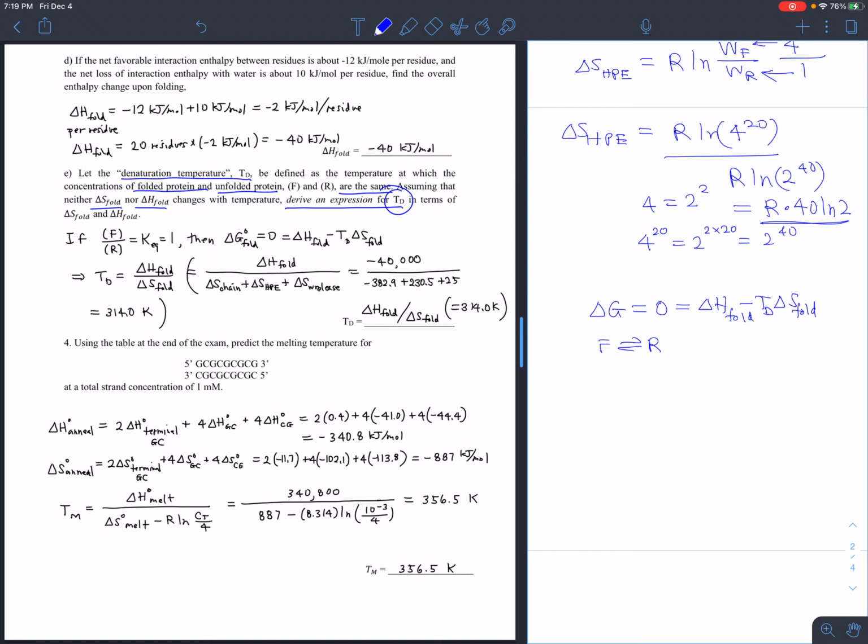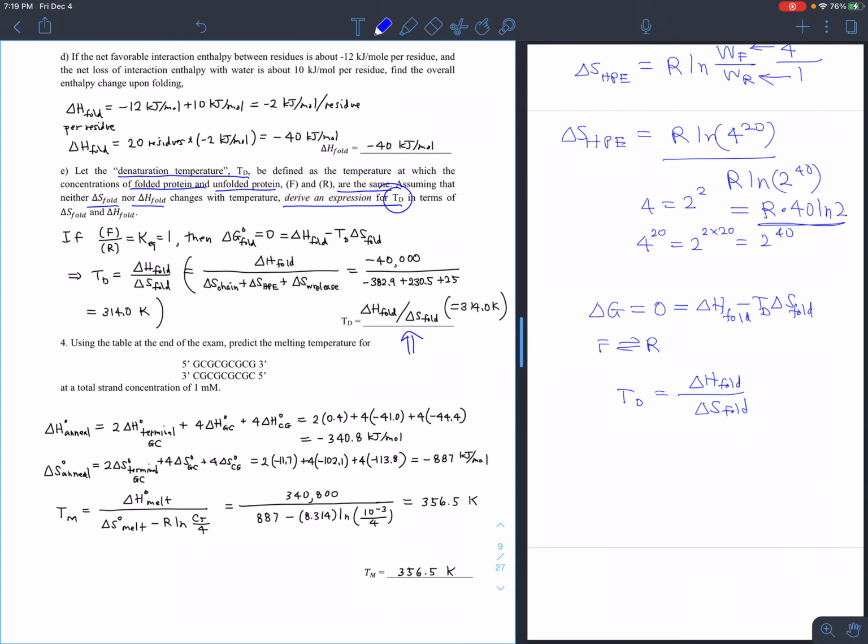And that's the TD that we want, that temperature. Therefore, TD is equal to delta H fold over delta S fold. And that's actually the answer, because it doesn't actually ask for a number. It really only asks for the expression, and that's it. TD is equal to delta H over delta S.